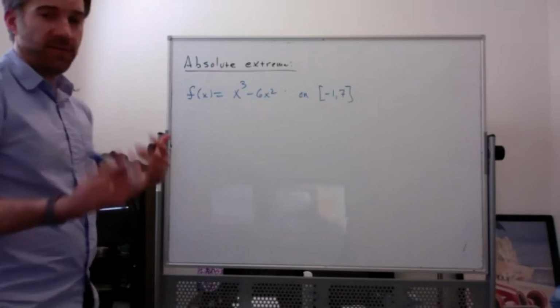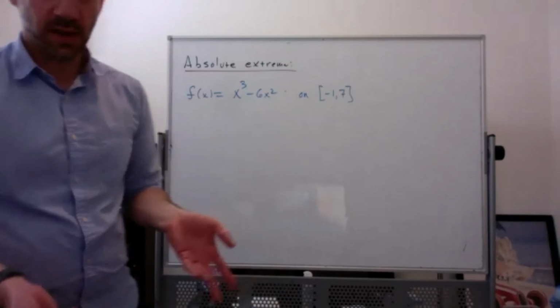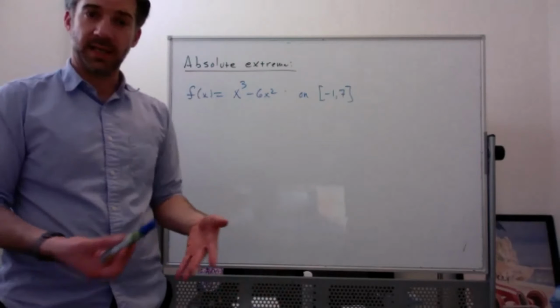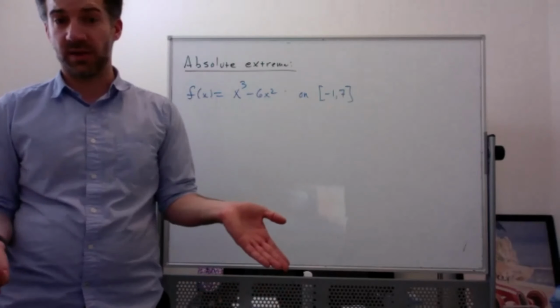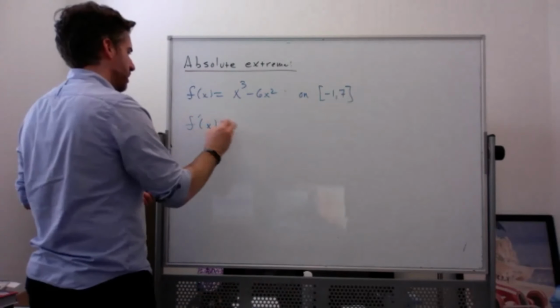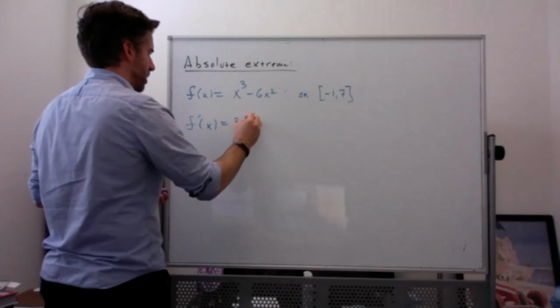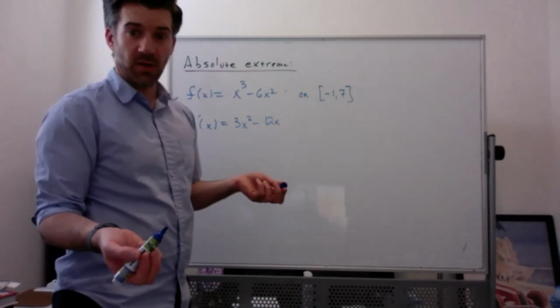So how do we find that? Well, we have to do two things. First thing, we have to find the critical values of the function. And the way we find the critical values of a function is taking the derivative and seeing where the derivative is either equal to 0 or where the derivative is undefined. I take the derivative, 3x squared minus 12x, and I'm going to ask myself, where is that 0 and where is it undefined?